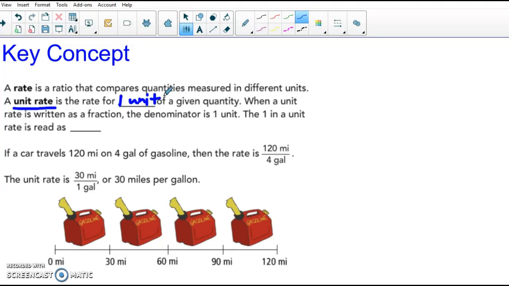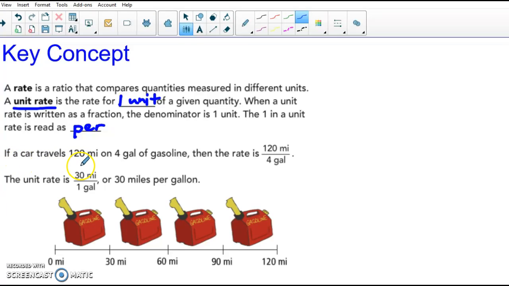So when we write a unit rate as a fraction, the denominator is always 1. That's how you know you have a unit rate. So when we read that unit rate, the 1 is read as the word per. And I'll show you what we mean, and it will make perfect sense.